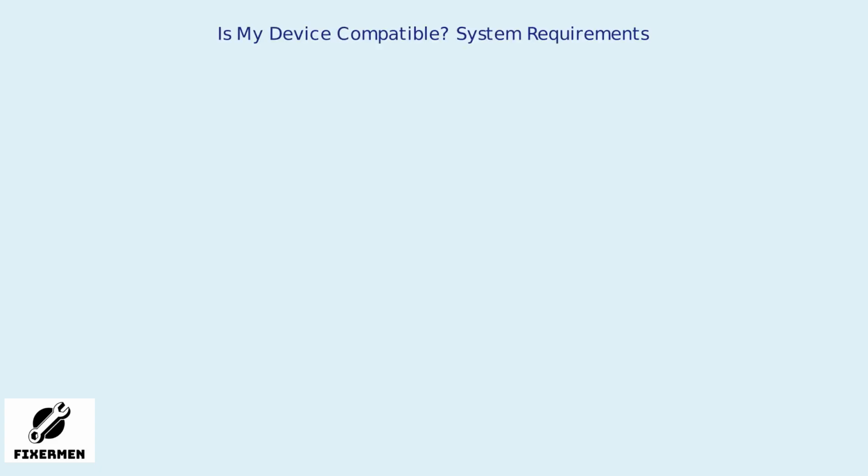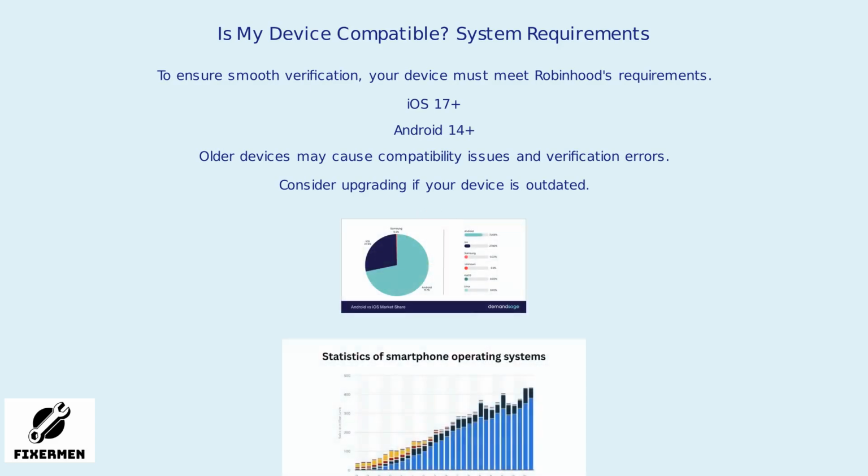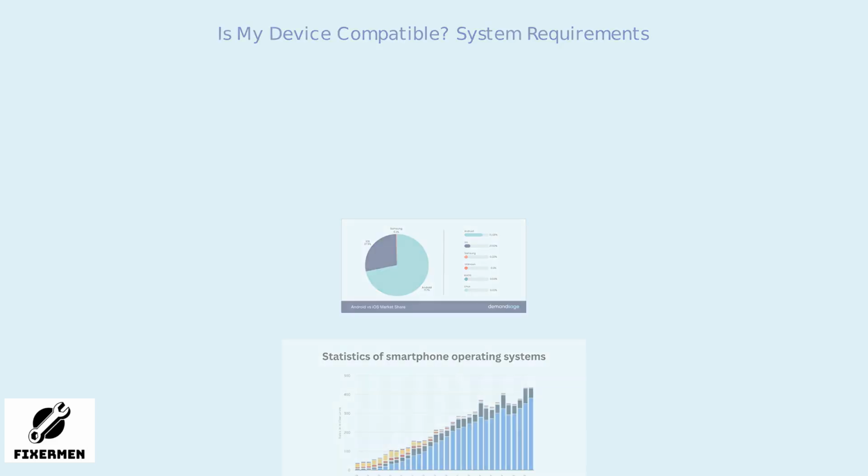To ensure smooth verification on Robinhood, your device must meet specific system requirements. As of 2026, you should aim for iOS version 17 or higher, or Android version 14 or higher. Using older devices might cause compatibility issues and lead to verification errors like error code 1003. Consider upgrading your device if it's outdated to avoid these problems.